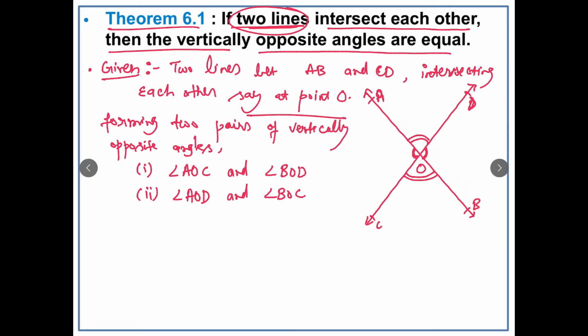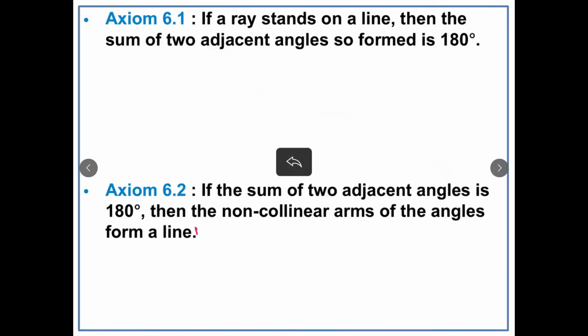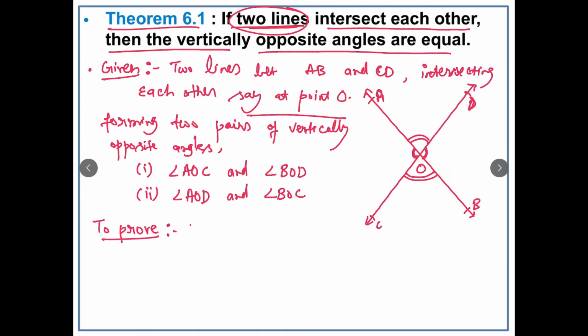Now we'll write what we have to prove here. So we'll write the second heading, which is to prove. To prove here is we have to prove that vertically opposite angles are equal. That means first we have to prove that angle AOC is equal to angle BOD, and then we also have to prove that angle AOD is equal to angle BOC. Okay, now we'll start this proof.